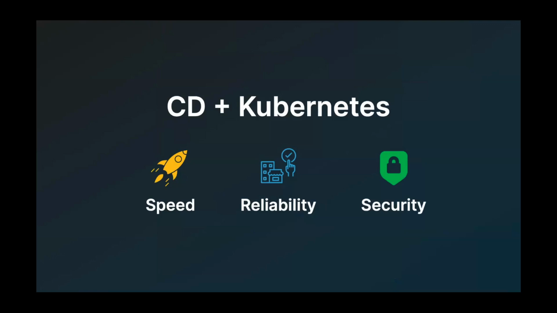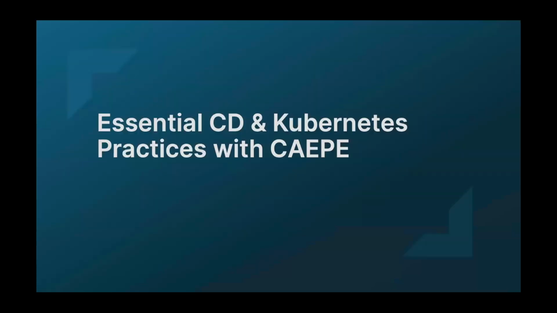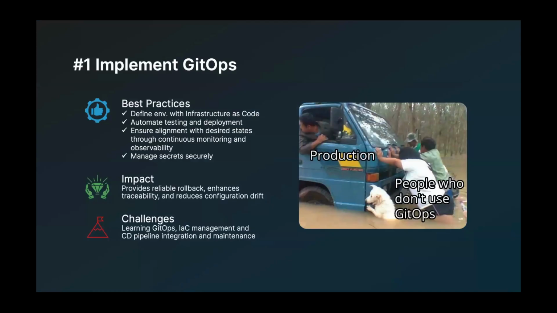The areas that I want to talk about are around continuous deployment and Kubernetes, really focusing on delivering speed, reliability, and security. So what are the key areas? Obviously, the implementation of GitOps. I think everybody in the room has been going through that for quite a while, starting in that process.